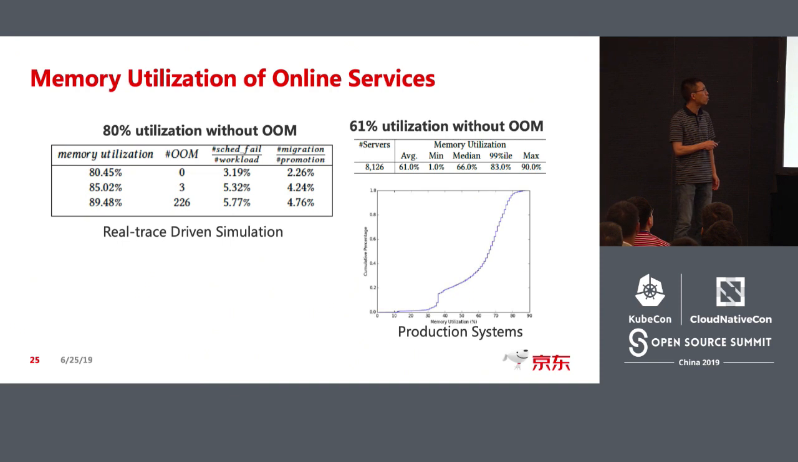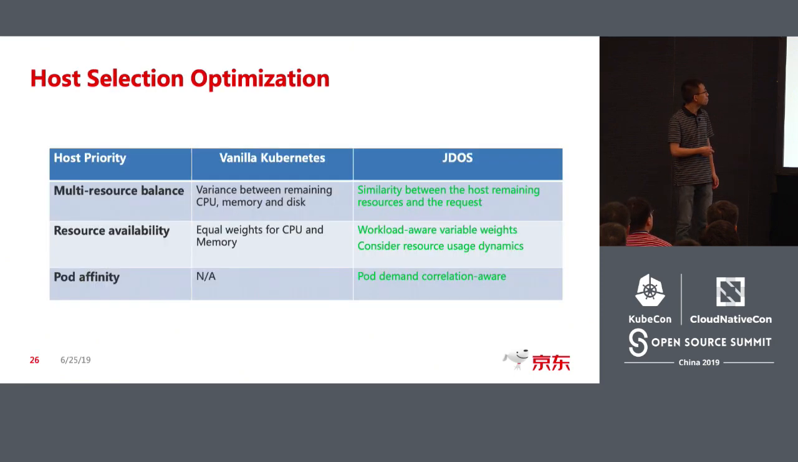This is the simulation, a real trace-driven simulation, and it reaches 80% utilization without OOM. But still, if we improve it, there will be some faults. And we will adjust the proportion of the scheduling, the migration and promotion. At the very beginning, it is of a small scale, and it has been improved from 40% to 61%. So we think this result is quite ideal.